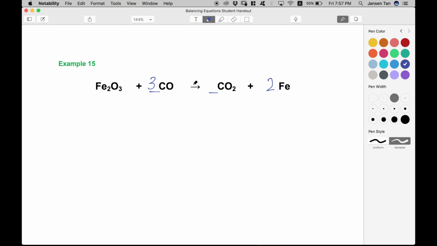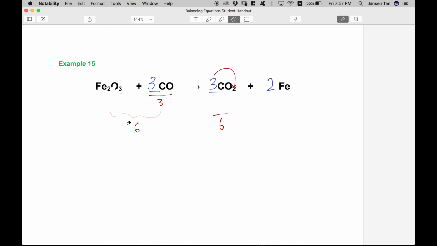Let's try 3 and 3. Here I have 3 oxygen, so total here is 6. And 3 times 2 is 6. Yes, oxygen is balanced. So the final answer should be 3, 3, and 2.